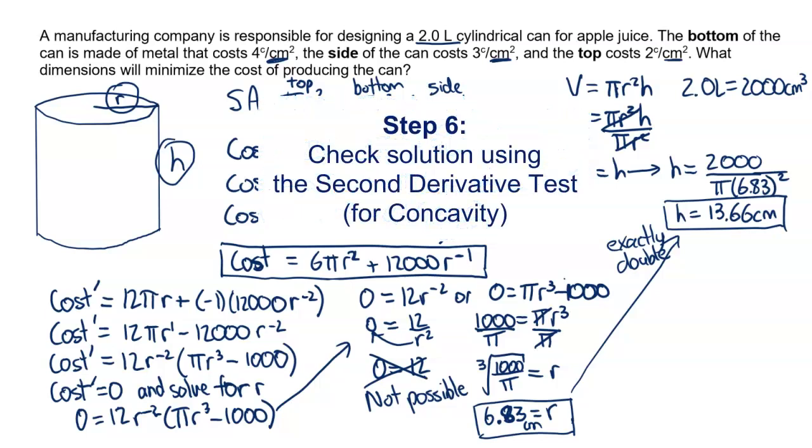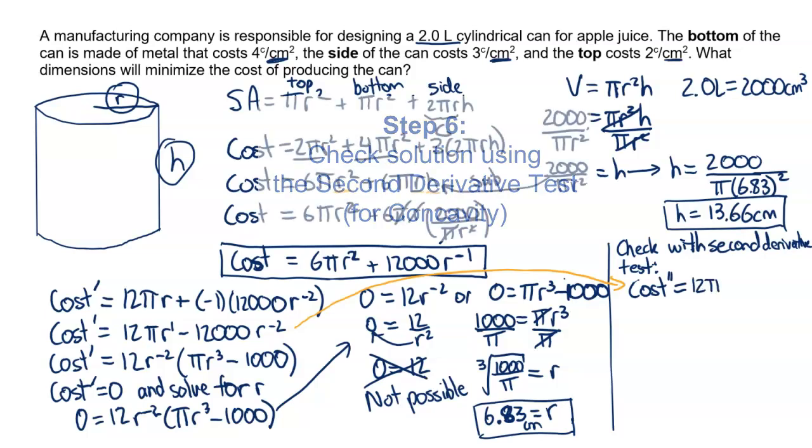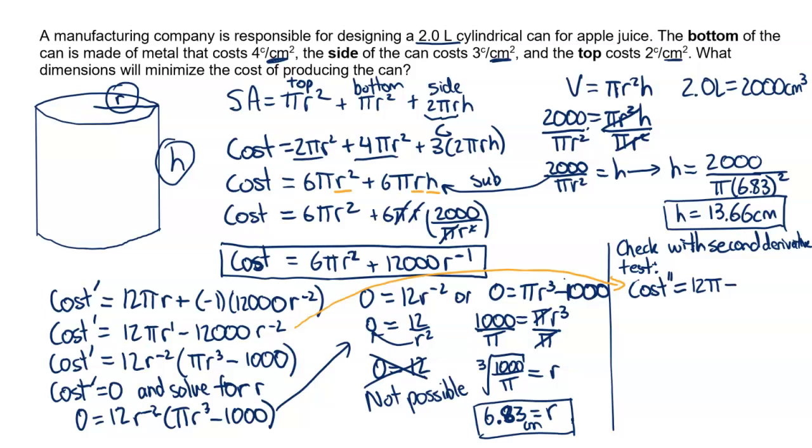The last thing we want to do now is check this solution, and we do that by the second derivative test. So I'm going to take the simplified version of the first derivative that I had, and I'm going to take the second derivative of this. So that second derivative, when we take the term 12 pi r, then I just have 1 times 12 pi and then r to the 0. So that just gives me 12 times pi. And then I'm subtracting negative 2 times 12,000 times r to the negative 3. So we can write this out as 12 times pi plus 24,000 times r to the negative 3.